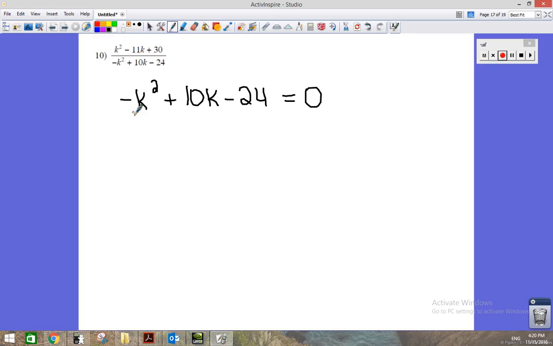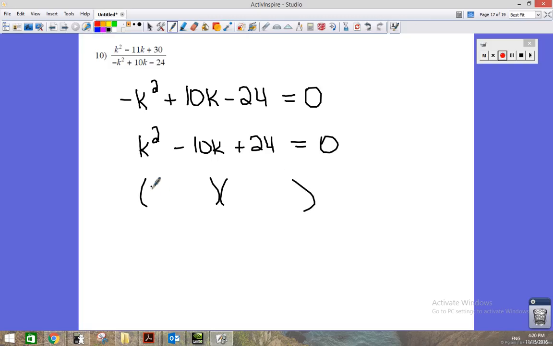So I like my leading coefficients to be a positive 1. So I'm going to multiply both sides of this equation by negative 1, which is going to change the sign of every term. And the opposite of 0 is 0. When I change the sign of 0, 0 doesn't have a sign. It's neutral.